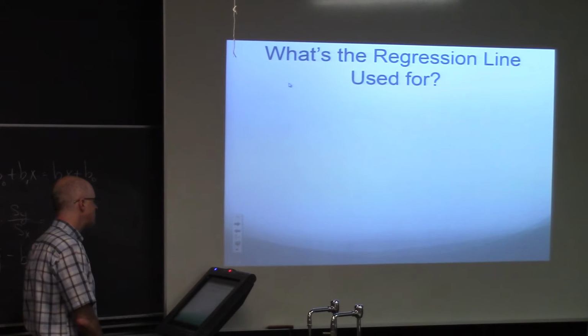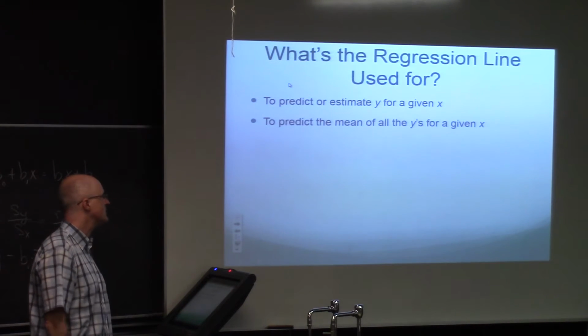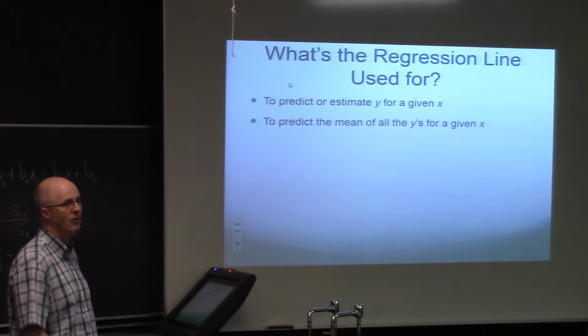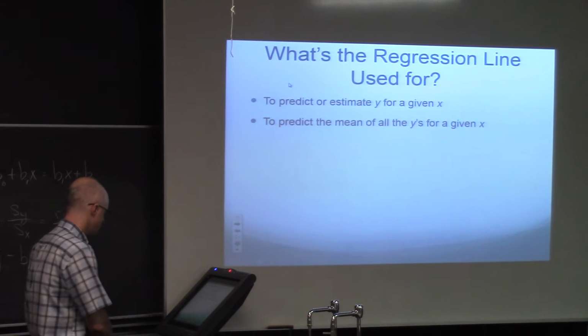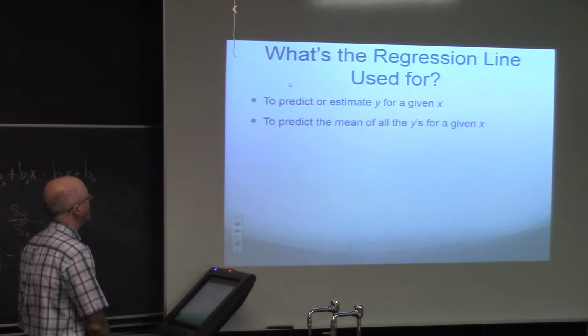What's the regression line used for? It's used to predict or estimate y for a given x. It's also used, typically more accurately, to predict the mean of all the y's for that given x. That's typically a more accurate prediction. I should have said to predict or estimate it there as well.